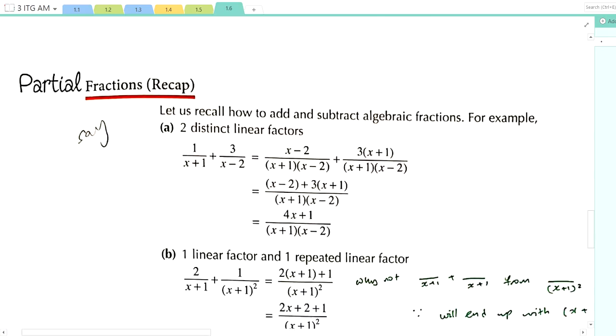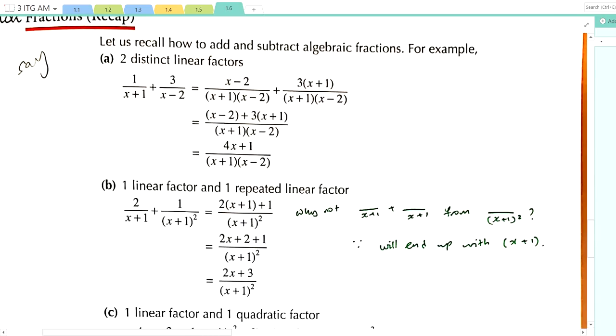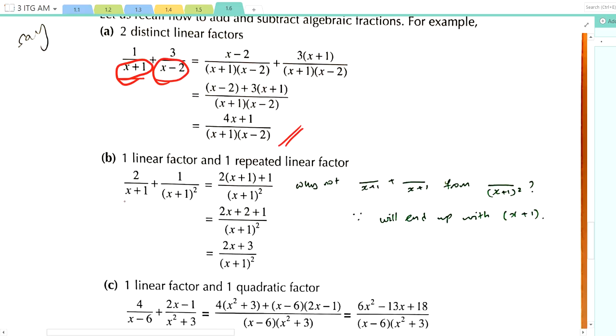So next, some recap on addition of fractions. This time in algebra. Okay, so 1 over x plus 1 plus 3 over x minus 2. In order to add them up, they must have the same denominator. So the denominator in this case will be x plus 1, x minus 2. So we multiply 1 with x minus 2, we multiply 3 with x plus 1, combine them together, expand, simplify. Okay, this is if you have two different linear factors. Here we have one linear factor and one repeated linear factor.